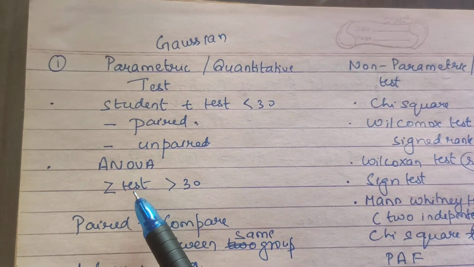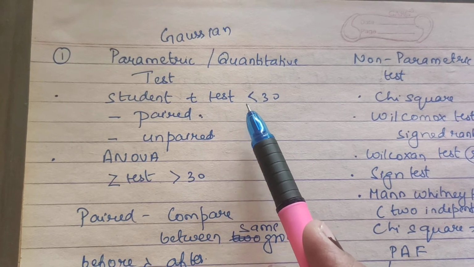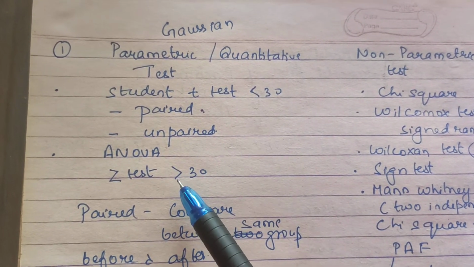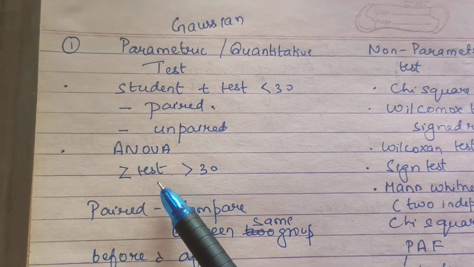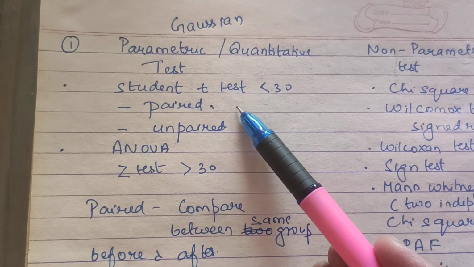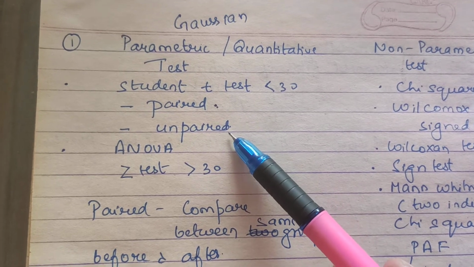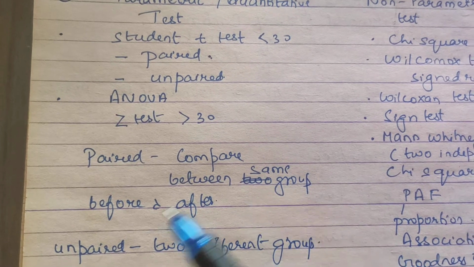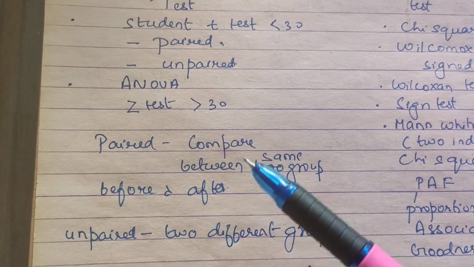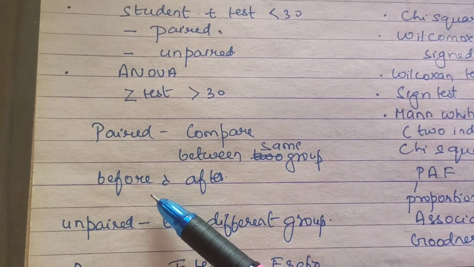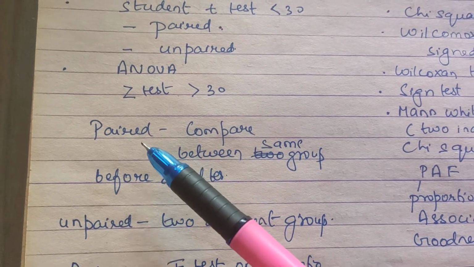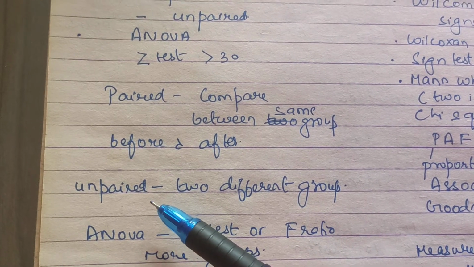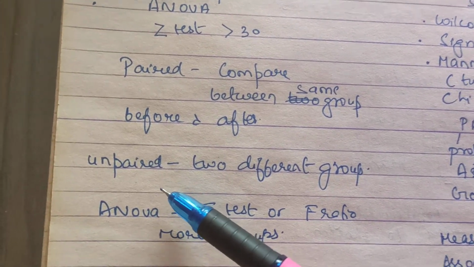So first I will tell you about the z-test and student t-test. If the sample size is less than 30, then we will use the student t-test, and if the sample size is more than 30, then the z-test. The student t-test is again divided into paired and unpaired. It's very simple. The paired test is used if you compare the same group before and after, like if you give some drug, what will be the reaction before giving the drug and after giving the drug, then you will use the student t-test paired one.